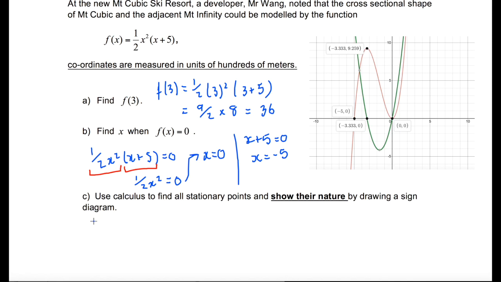So what we're going to need to do that is differentiate it. Before we can differentiate it, we have to expand it out so that we can do it more easily. Otherwise, we have to use the product rule. So we expand it out, and we get a half x cubed plus 5x squared.